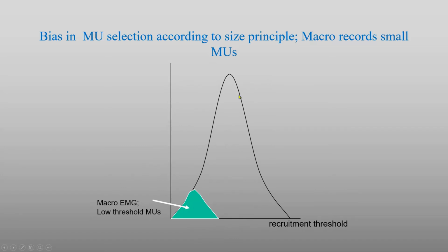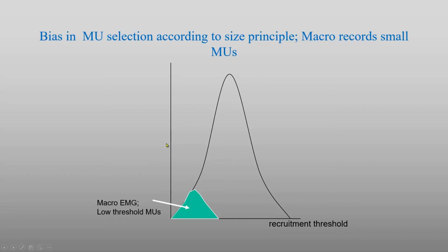The recording is done in the same way as we do, for example, multi-MUP recording, with a slight voluntary contraction. We trigger on the EMG MUP signal, and then on another channel we get the macro EMG signal.